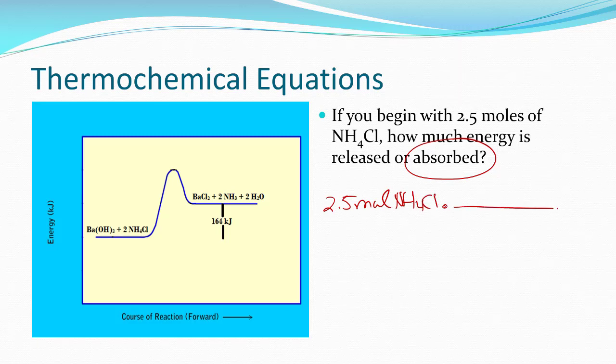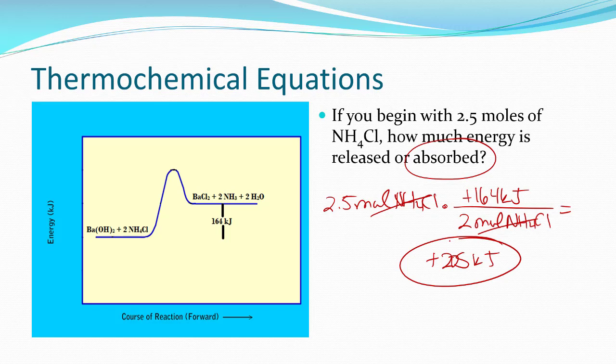And then we're going to use our balanced equation. For every 2 moles of ammonium chloride, I will absorb 164 kilojoules of energy. The moles will cancel out. I'll be left with an answer of positive 205 kilojoules of energy. Why positive? Because it's endothermic. Why is it not 164 kilojoules is just the answer? Because it didn't have 2 moles of it. I had 2.5 moles, slightly more. Let's try the last one.